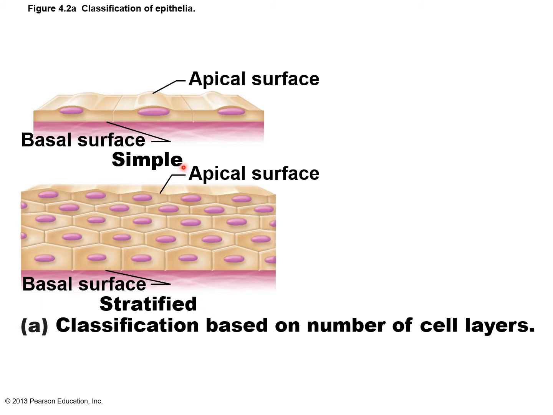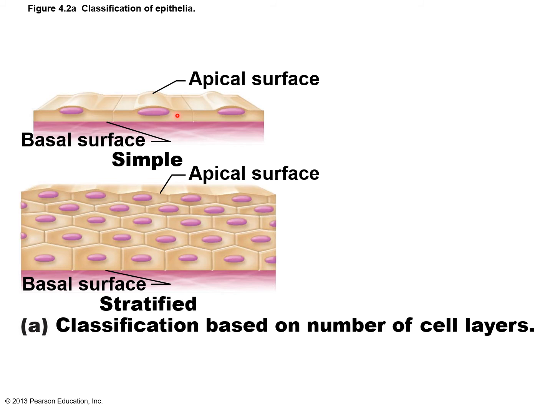But after you indicate how many layers of cells you have, you go ahead and explain what the cells look like. So notice right here how the cells look flat, and the nucleus, by the way, this purple structure right here, is the nucleus of the cell. Notice how it's squished.